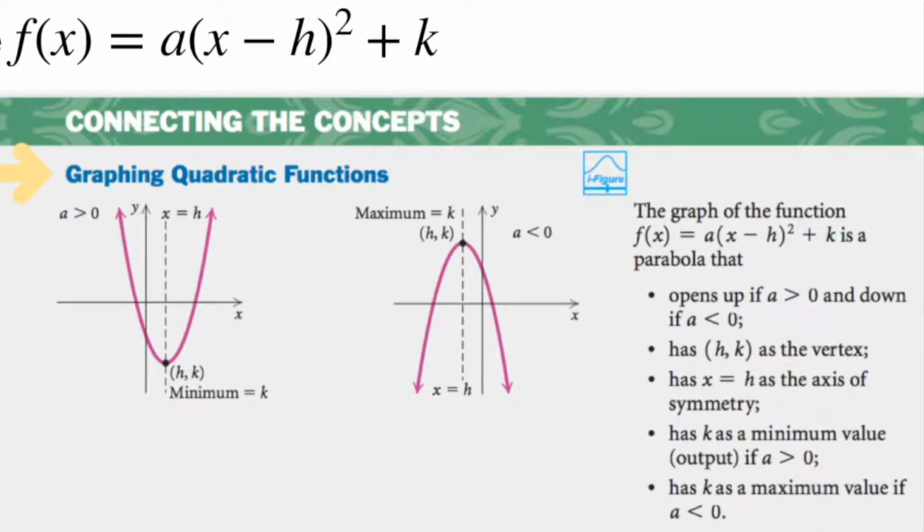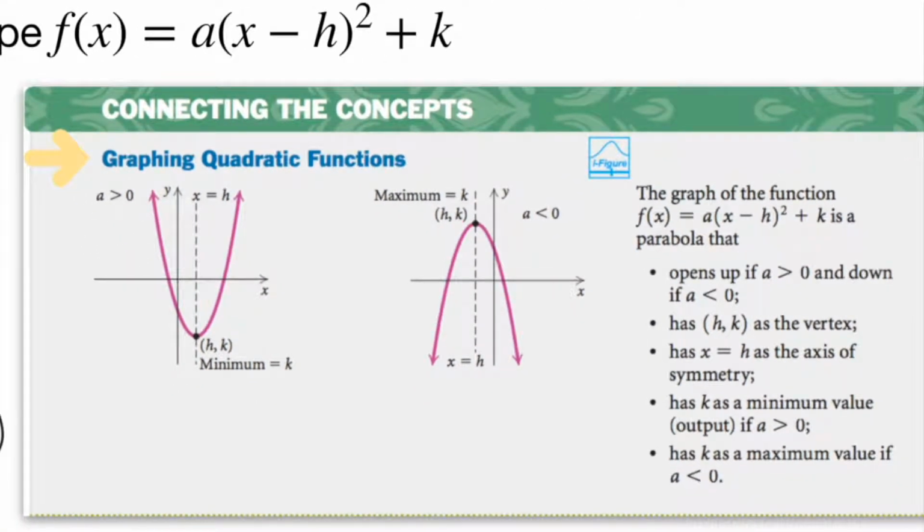Graphing quadratic functions is going to look like this. If you want to graph f of x equals a times (x minus h) squared plus k, it's going to be a parabola that opens up if a is greater than 0. That's this right here. If a is greater than 0, it'll open up, and if a is less than 0, it'll open down. It has (h, k) as the vertex, and x equals h is going to be the axis of symmetry.